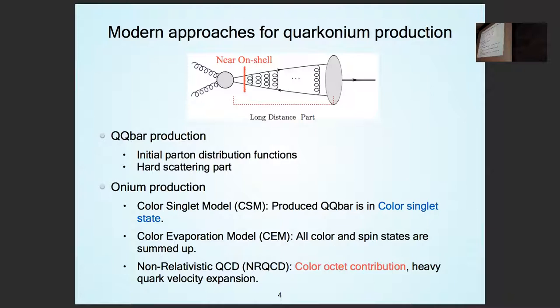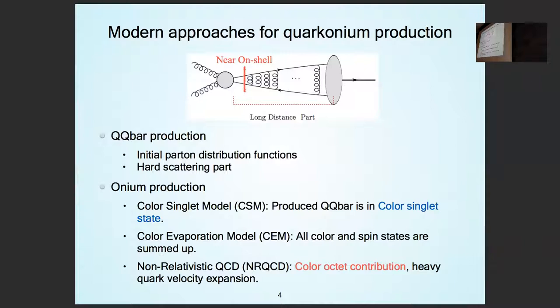So nowadays, at present, there are three kinds of models we use. For example, the color singlet model, the color evaporation model, or non-relativistic QCD. So in the color singlet model, the QQ bar is produced in a color singlet state. In the color evaporation model, we don't care about the color states, so we sum up all color and spin states.